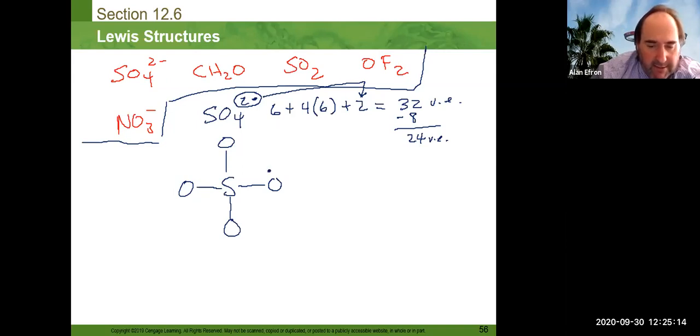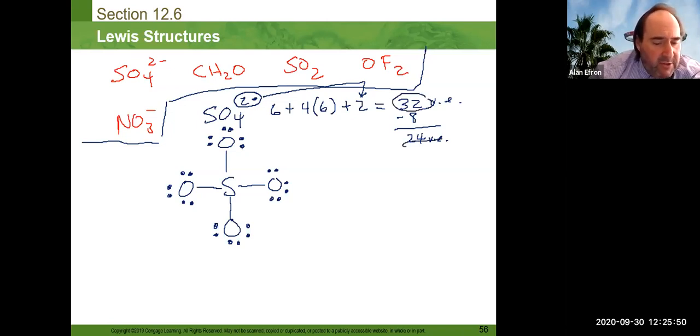So that's going to be 2, 4, 6. That's going to fill that guy up. 8, 10, 12. That's going to fill that guy up. 14, 16, 18. That will fill that one up. We got 20, 22, and 24. That will fill that guy up. At this point, we have now put all 32 electrons on our picture.